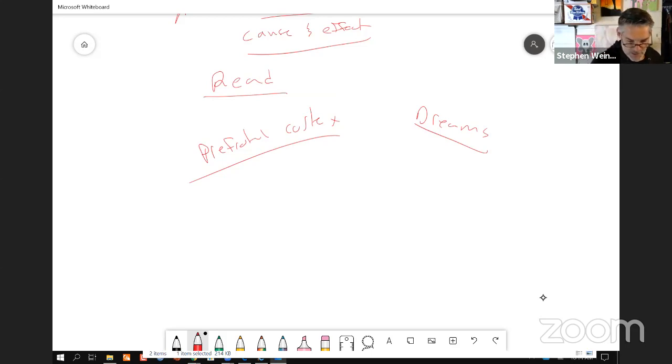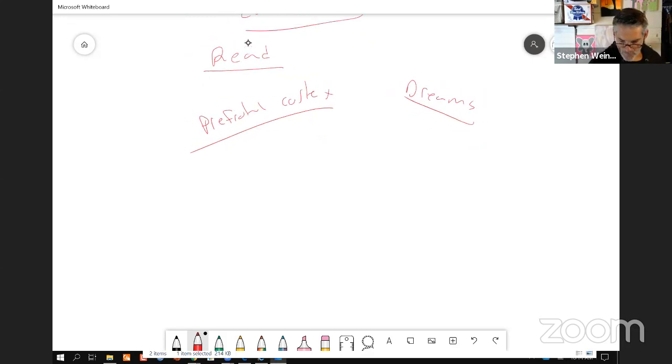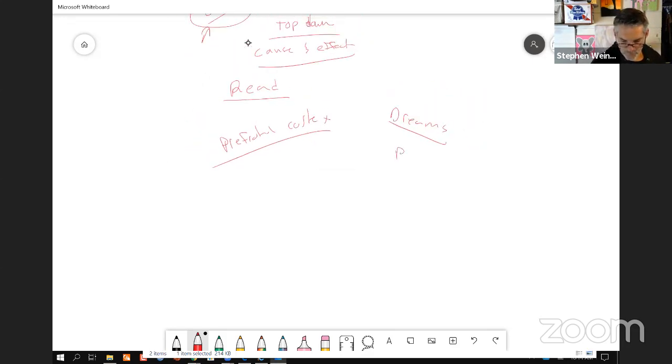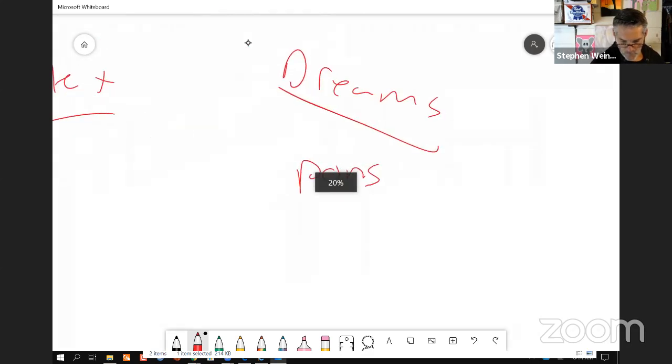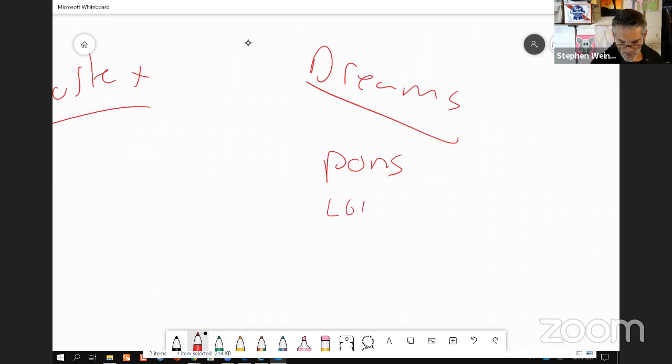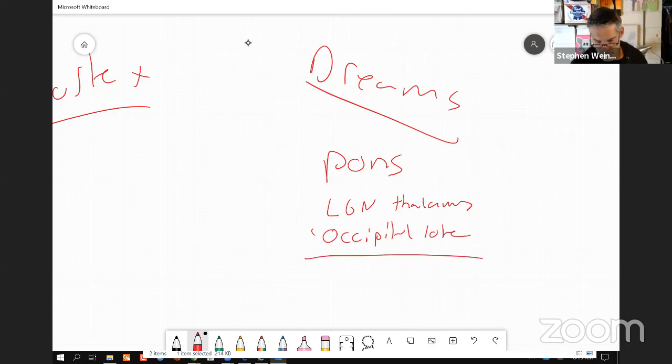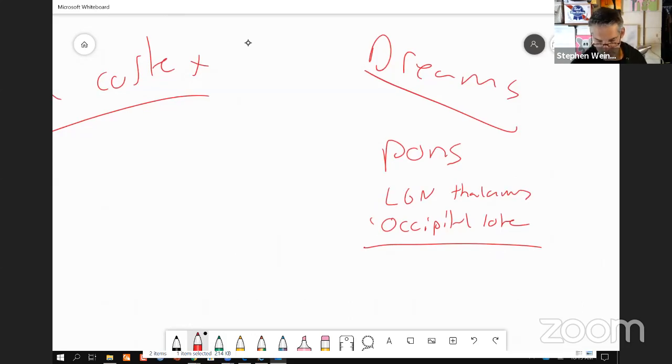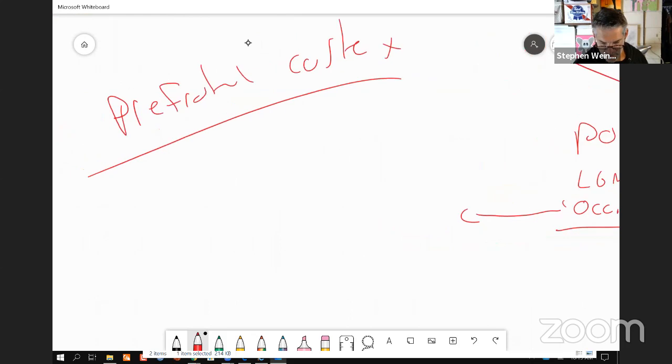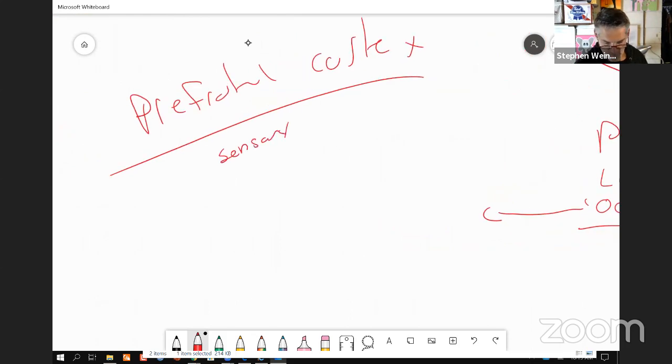So what generates a dream? We talked about this last time. Come on. Your pons, lateral geniculate nucleus of the thalamus, occipital lobe. Okay, these are the things that generate a dream. So the occipital lobe feeds to the prefrontal cortex. Sensory integration, working memory, and Madeline just said it, choices.